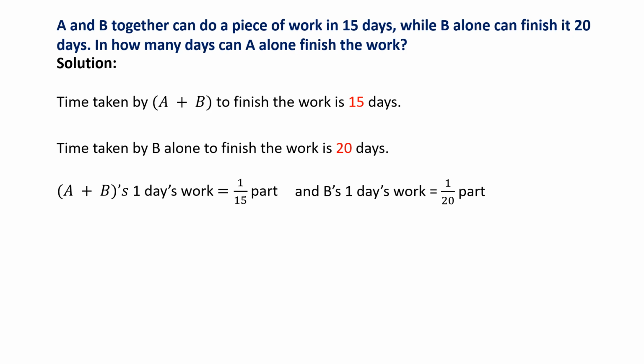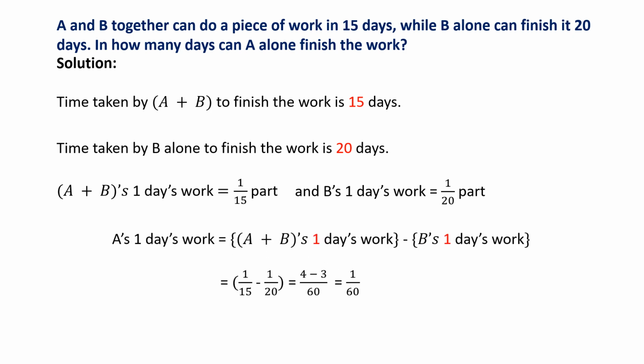So we just want to know what is A's one day work. If I subtract that 1 divided by 20 from 1 divided by 15, that would be A's one day work, because this one on my left is A plus B's one day work, and on my right is B's one day work. So A's one day work equals A plus B's one day work minus B's one day work, and you know that A plus B's one day work is 1 divided by 15 and B's one day work is 1 divided by 20, and that is actually 1 divided by 60.